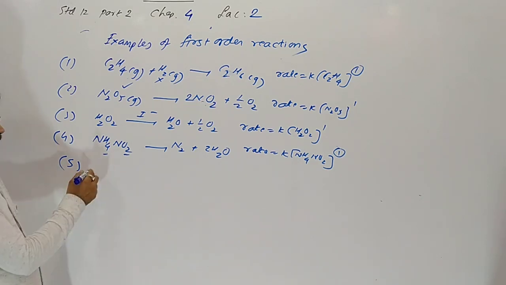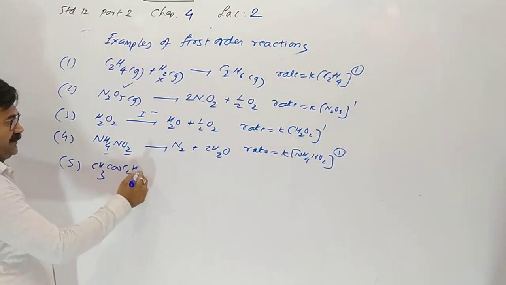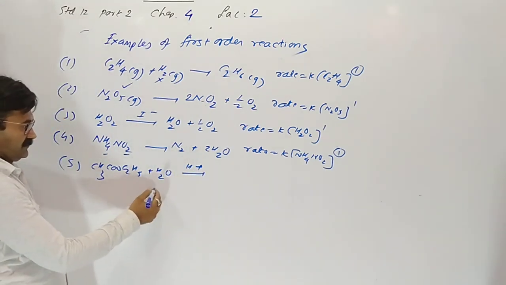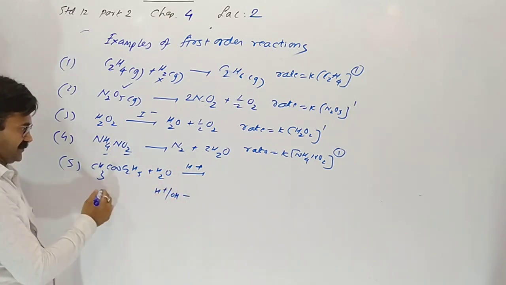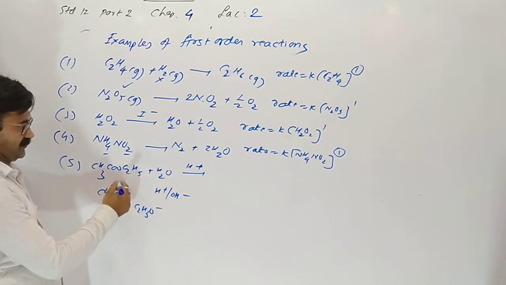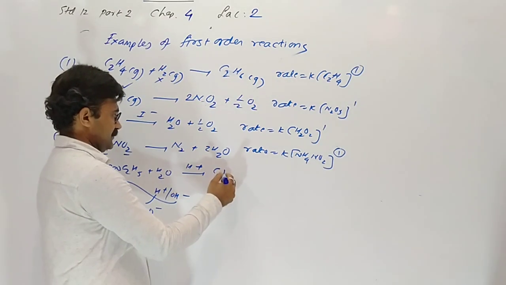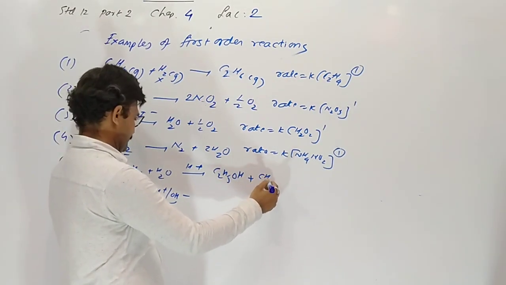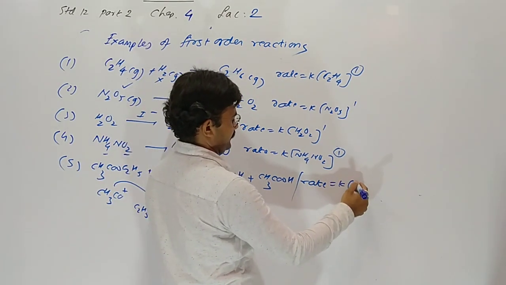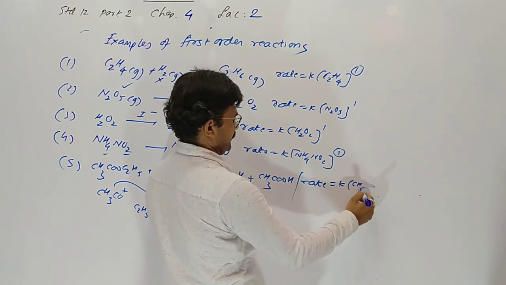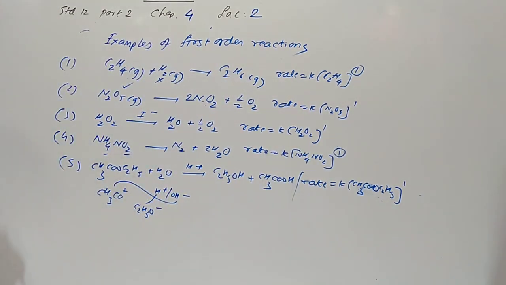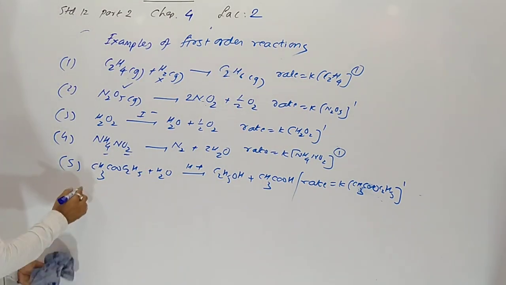Fifth one, hydrolysis of ester. Ethyl acetate reacts with water in acidic medium. Here H plus and OH minus. CH3COO minus and plus. Here OH combines with H, so ethanol and acetic acid. Here rate equals K CH3COOC2H5 raised to 1. Here also the order of reaction is 1.